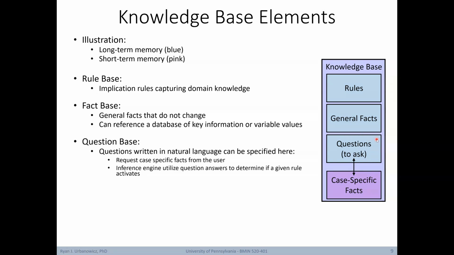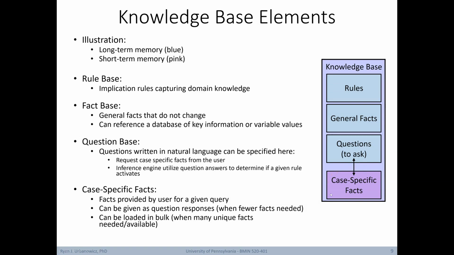Then there's the question-based part of the knowledge base. These are questions written in natural language. These questions can request case-specific facts from the user, and then the inference engine utilizes the question answers to determine if a given rule is going to activate. Then there's the case-specific facts part of the knowledge base. These are facts provided by a user for a given query. They can either be given as question responses when fewer facts are needed, or all of these facts can be loaded in bulk when there are many unique facts needed or available to solve a specific problem.